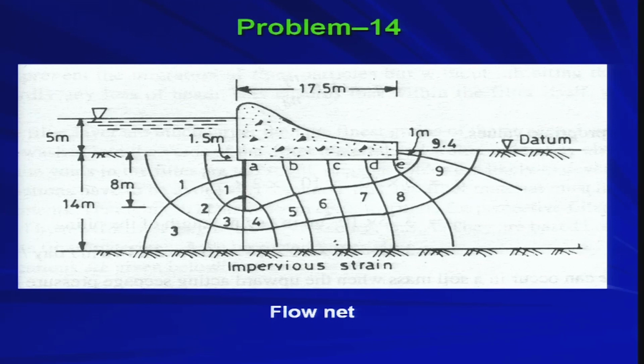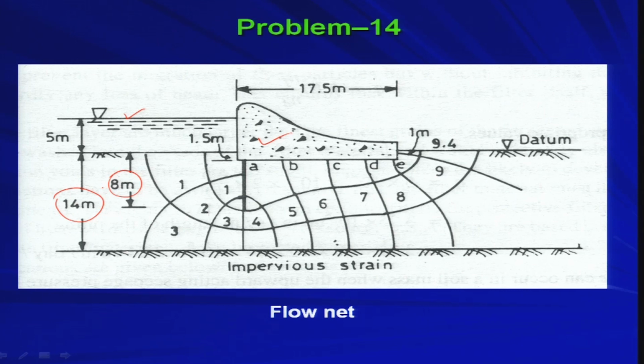So, in this problem, this is your concrete dam. You have the upstream water level here, which is 5 meter above the ground surface, and in the downstream you do not have any water level. The pervious foundation depth is 14 meter. The cutoff depth is 8 meter below the ground surface, and the flow net is shown like this.